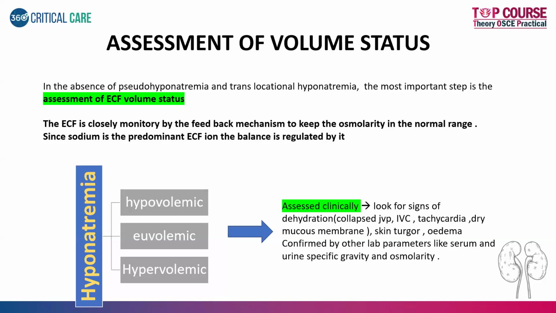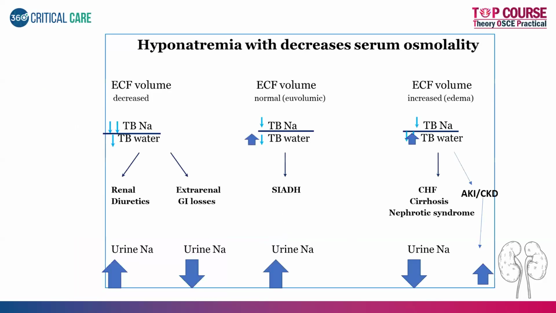Along with this, you can also run some laboratory parameters, which are usually complementary tests that can be done. That is, both the serum and the urine specific gravity along with osmolarity. Okay. So whenever we see hypoosmolar hyponatremia, that is hyponatremia with decreased serum osmolarity, based on the ECF volume as discussed earlier, we can divide them into three broad classifications.